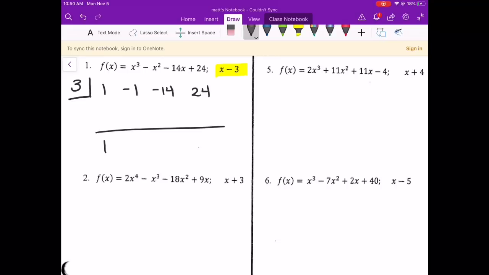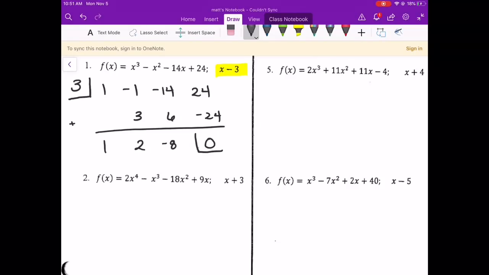And now I'm going to multiply by that factor, or by that 0 rather, that's up there in the box. So 1 times 3 is 3, and now I'm going to add these together. So negative 1 plus 3 is positive 2. Now I'm going to do the process again. 2 times 3 is 6. Negative 14 plus 6 is negative 8. And then negative 8 times 3 is negative 24. And when I add those together, I get 0.